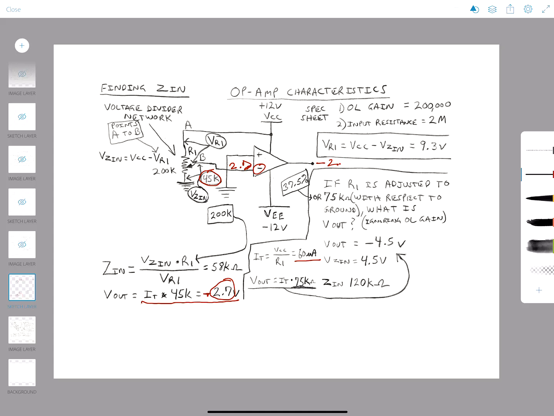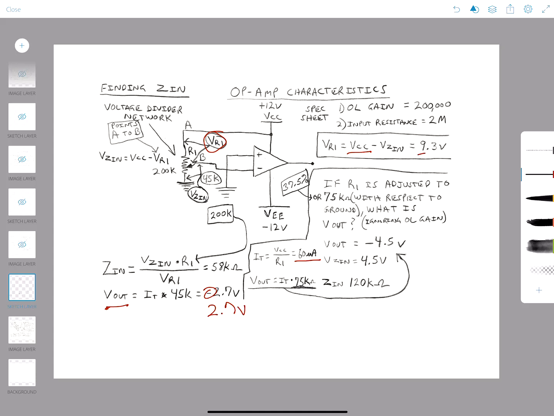Now, how do we figure out what the value is at VR1 at this point? That's pretty easy. We have our VCC, and we've calculated our VZn, which is also basically our V out, without the negative yet, which is 2.7 volts.